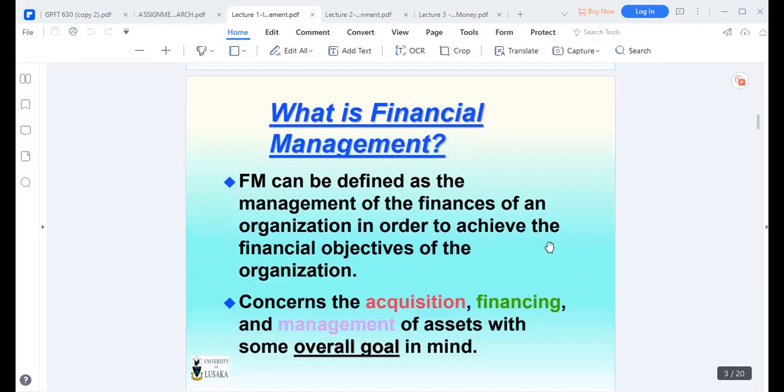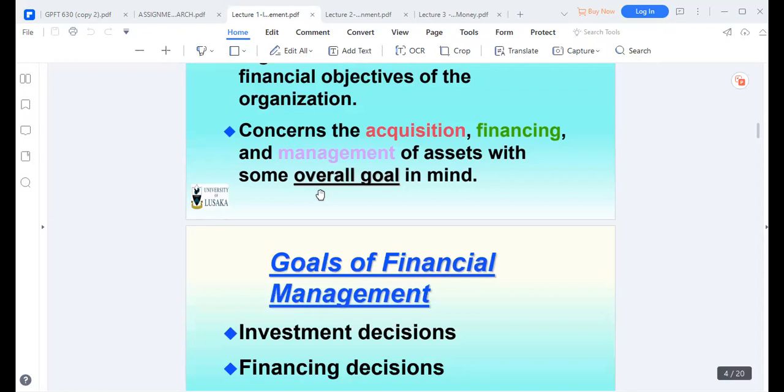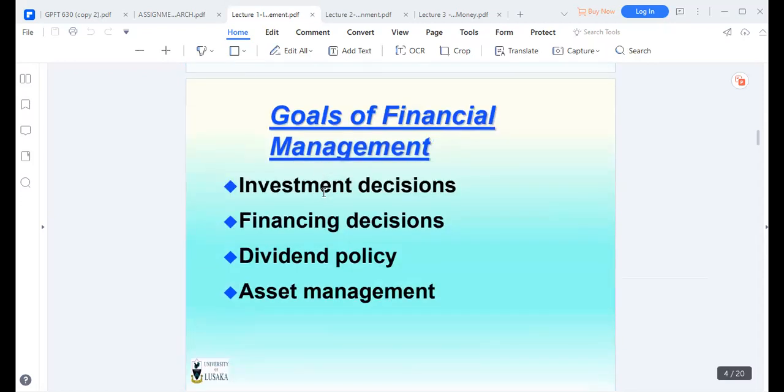To start with, financial management can simply be defined as the management of finances of an organization in order to achieve financial objectives of the organization. It is mainly concerned with the following: acquisition, financing, management of assets with the same goal in mind. So as part of financial management or corporate finance, we're also going to have a few financial accounting skills. You need to understand how to analyze a financial statement to interpret the ratios, which will be, for some of you, the first assignment you're going to have to interpreting the ratios.